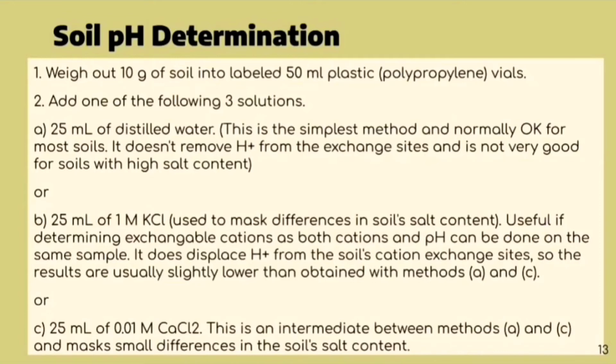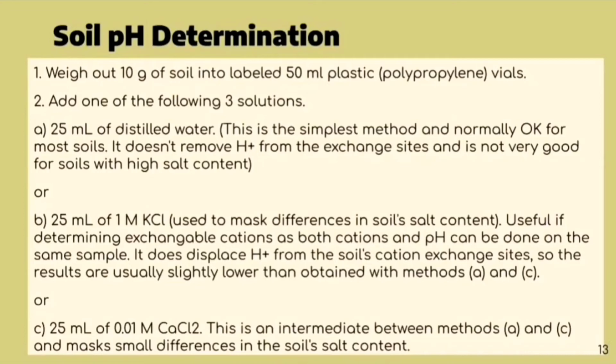The first solution is 25 ml of distilled water. This is the simplest method and normally okay for most soils. It doesn't remove hydrogen from the exchange sites and is not very good for soil with high salt content. Or 25 ml of 1 M KCl, used to mask differences in soil salt content.